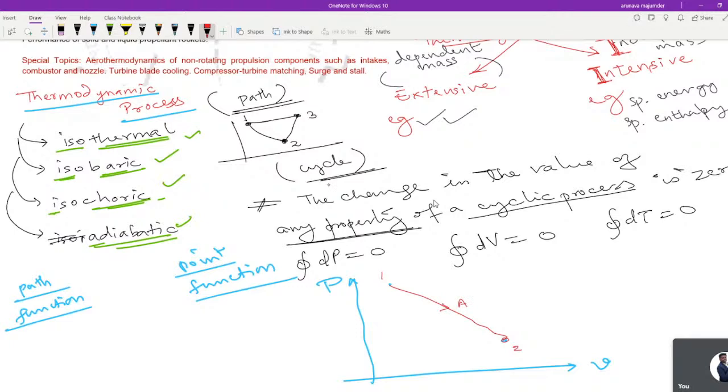But the final state remains the same. Another one is moving to another state from 1 to 2. The initial and final states are the same, but the processes are different. Let's consider this B. There is another process or path they are following, C.